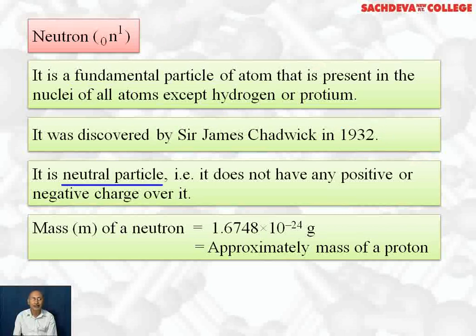It's a neutral particle, that is, it does not have any positive or negative charge over it. The mass of neutron is 1.6748 into 10 power minus 24 grams. It is slightly higher than proton. That's why this is the heaviest particle in the nucleus. But approximately it is equal to the mass of proton.